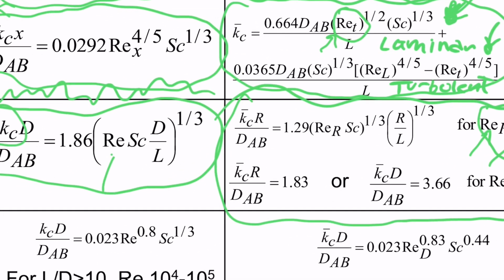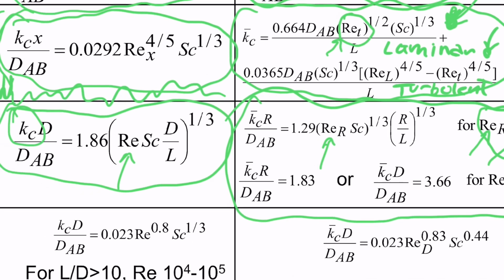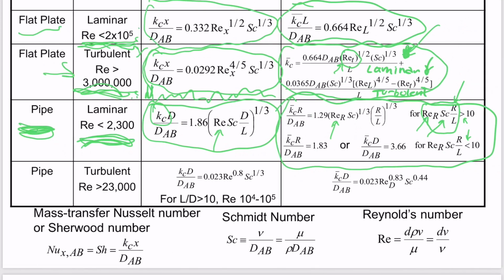If there's no subscript on the Reynolds number for a pipe, then you use the diameter. In this case, it's Reynolds number sub R, so it's the radius. And of course, if it's turbulent, then you've got additional correlations that you can use. And you're not limited to these. There are many correlations for flow over a sphere, for flow over the outside of a tube, for flow over a bank of tubes, as just a few examples.